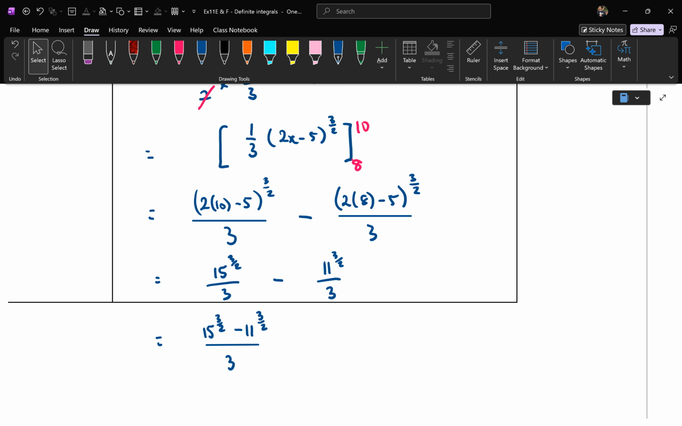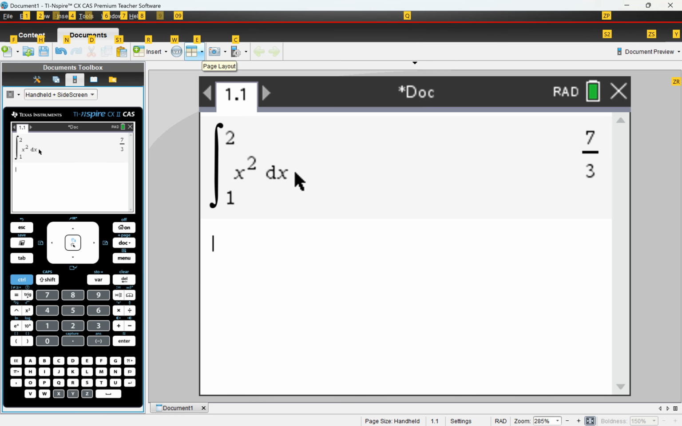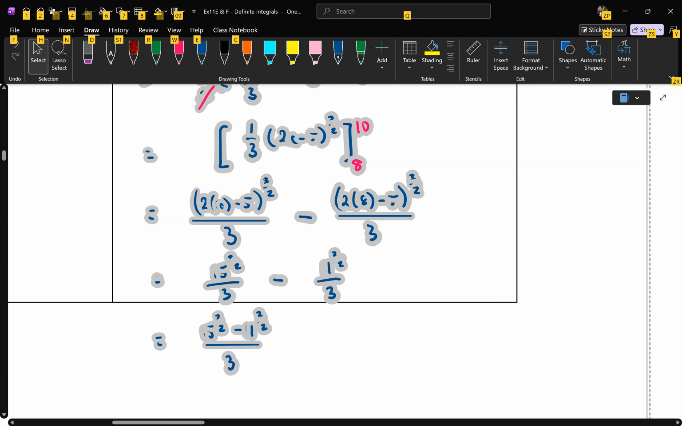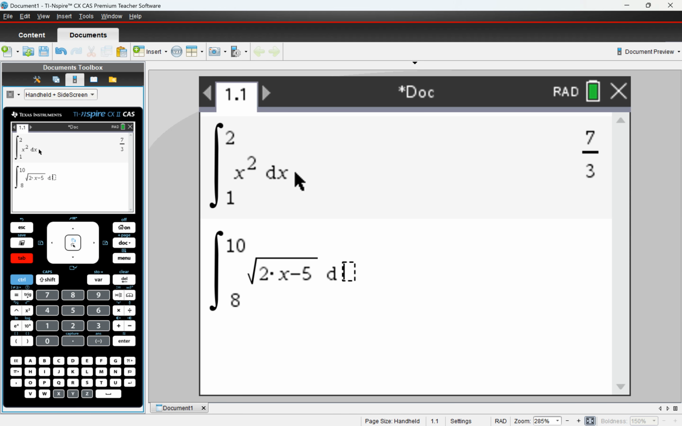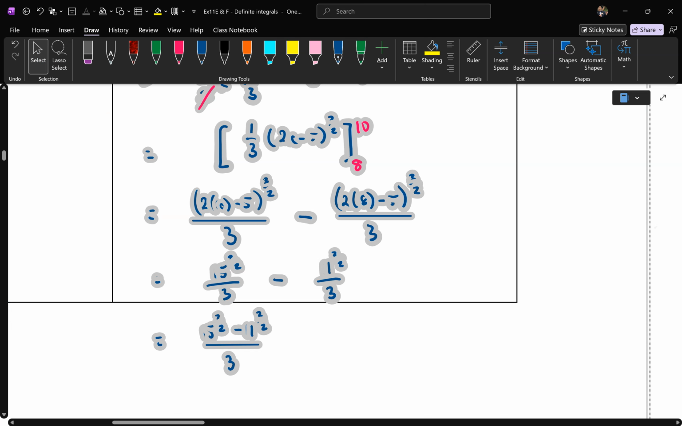That looks ugly. Let me see. Shift plus. 8 to 10. Square root. Oops. Square root. What was it again? 2 times x minus 5, I think it was. dx.